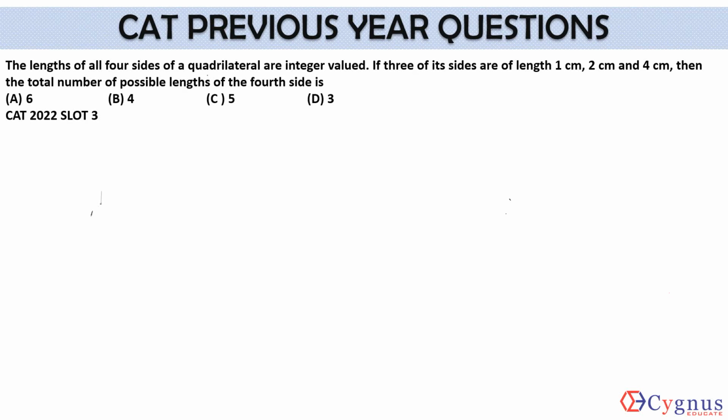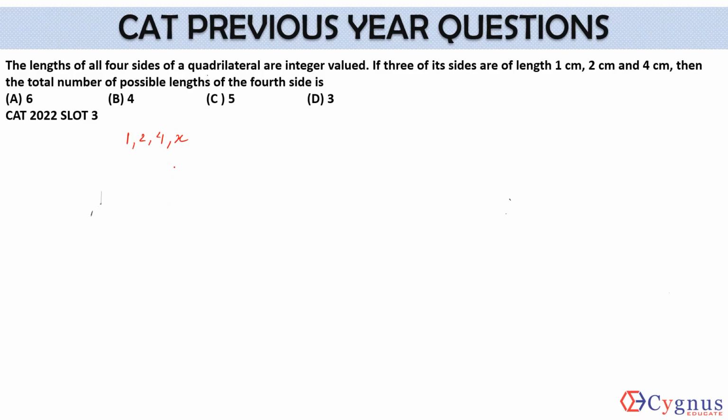Okay. There's a question of CAT 2022, slot 3. The length of all the four sides of a quadrilateral are integer values. If three of the sides are of length 1, 2, and 4, then the total number of possible lengths of the fourth side, let's assume that the fourth side is x.